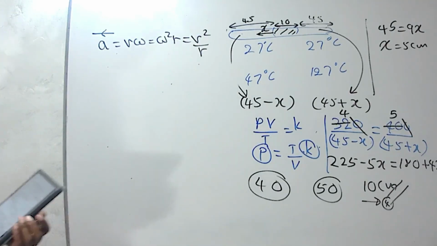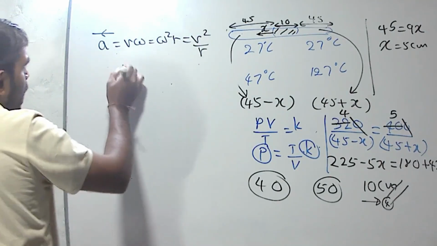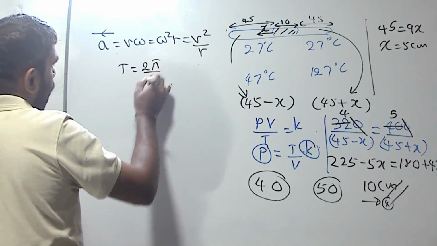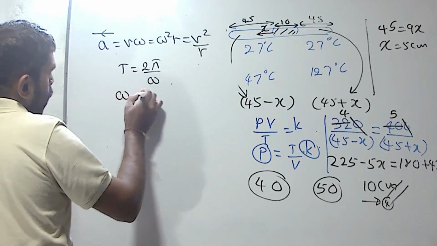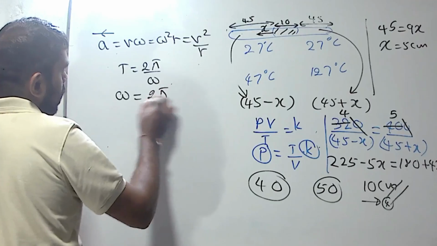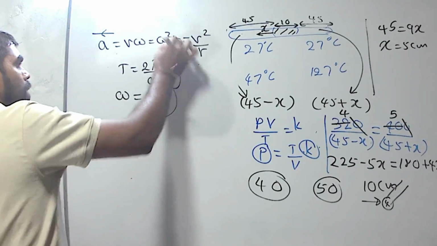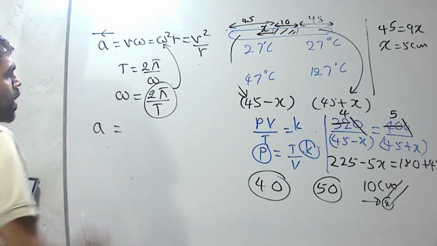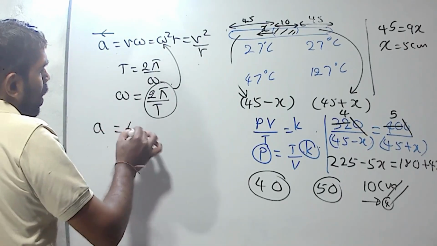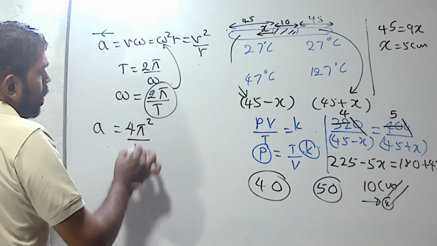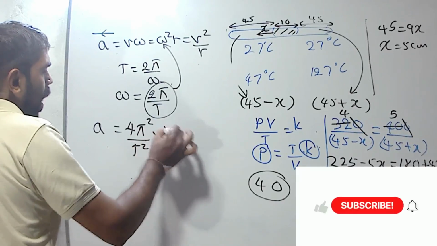Now they have given the period. We know that period is 2 pi over omega, so we can write omega equals 2 pi over T. Then I will substitute this into the acceleration, so centripetal acceleration is omega squared, 4 pi squared divided by T squared, into r.